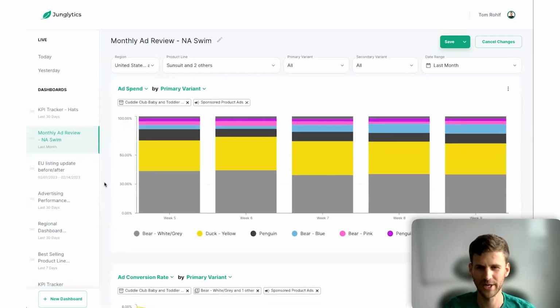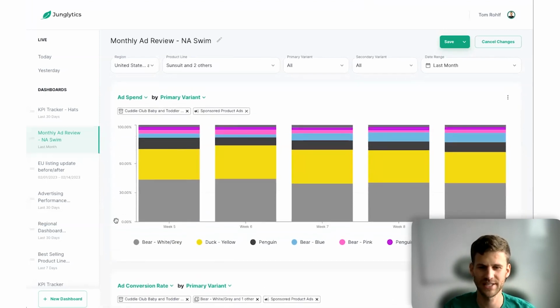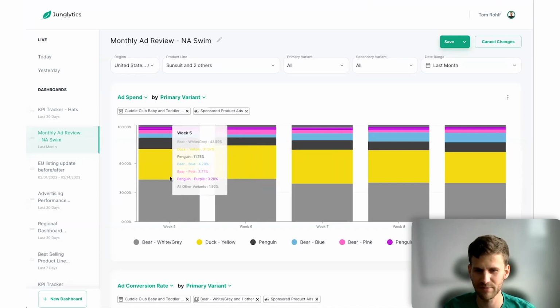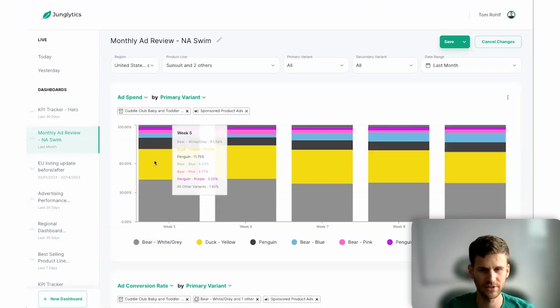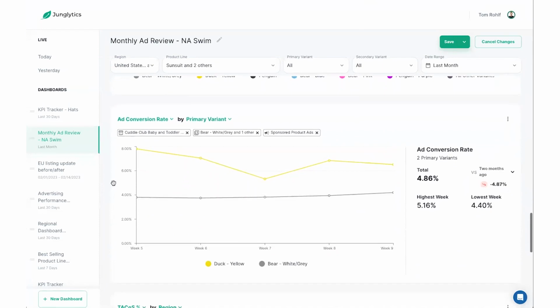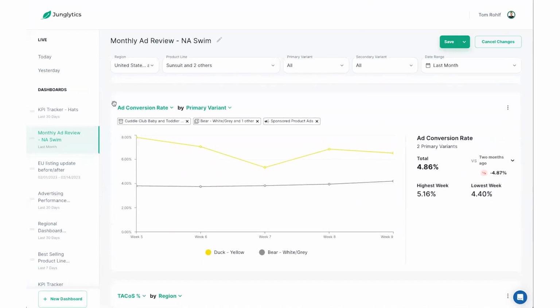This will make a little more sense in a second, but this is showing us that the vast majority of our ad spend, in fact around 75% of it, is between the yellow duck and the gray bear. You see that? The yellow and the gray section here is about 75% of our ad spend and has been for the last 5 weeks. So then we can go down here and look at conversion rate by primary variant. This is showing us how well our ads are converting when the search result page ad is either the yellow duck or the gray bear.